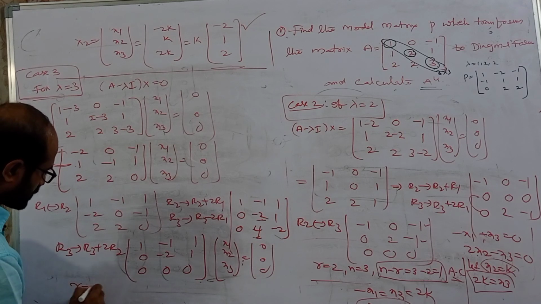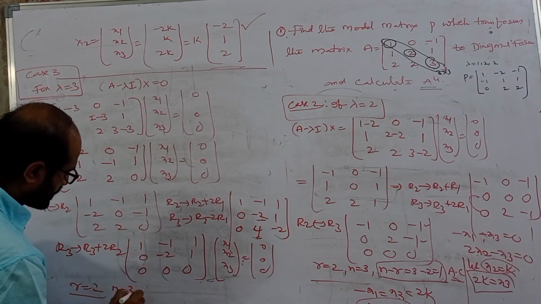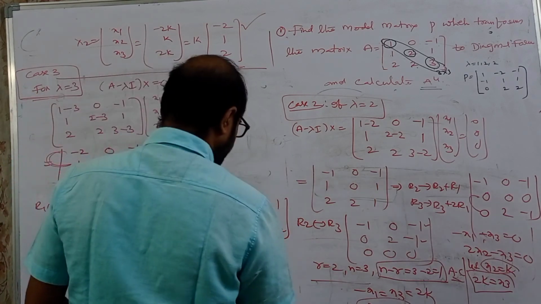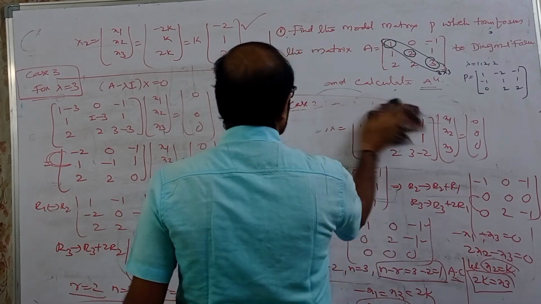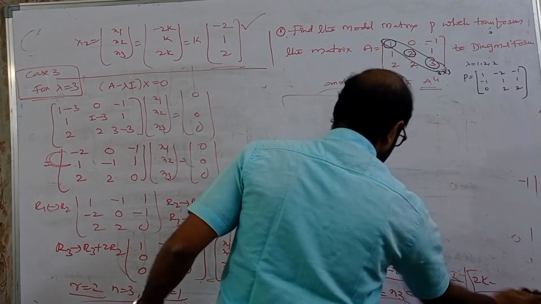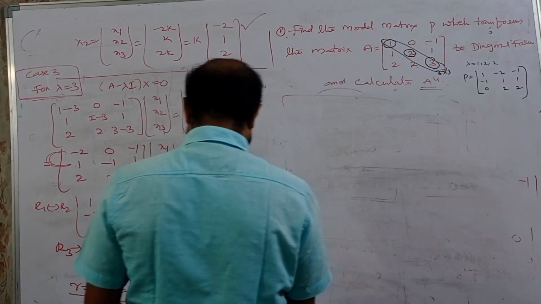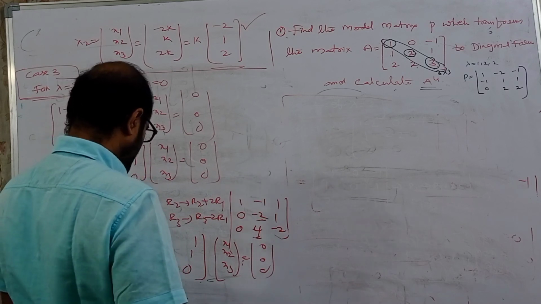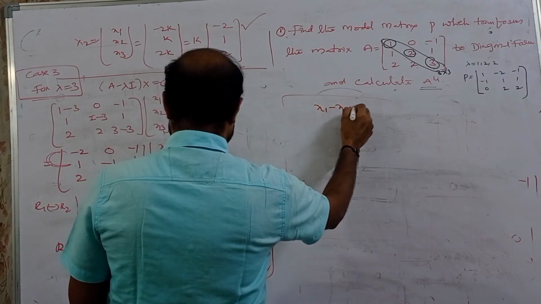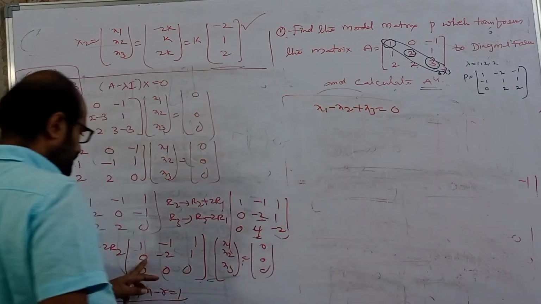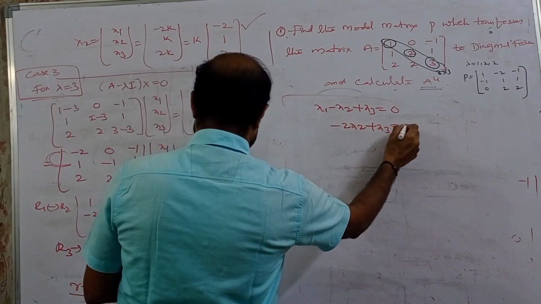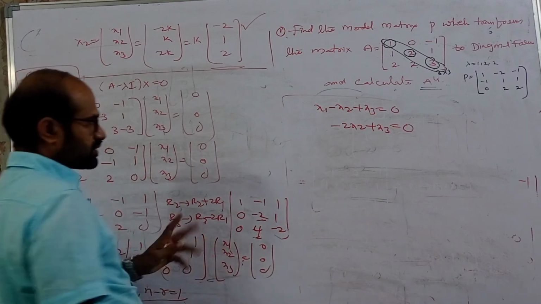Now what is the rank? Rank is 2 again, two non-zero rows, n value is 3, so choose n minus r variable, one variable here. So how can you find this again? Now multiply 1 into x1, x2 plus x3. What is this? x1 minus x2 plus x3 equal to 0. Here 0 into x1 is 0, minus 2x2 plus x3 equal to 0, and this is anyhow 0, 0, 0, complete 0.